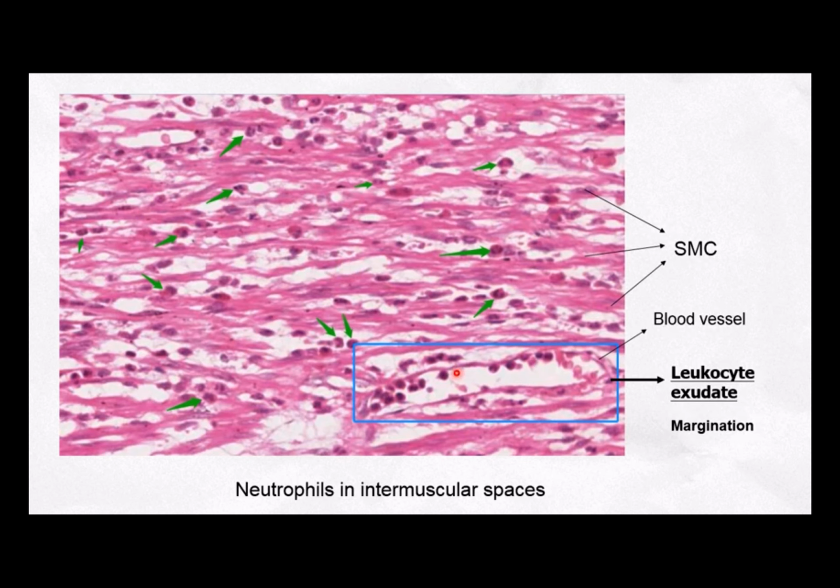And note here, it's a blood vessel. In the lumen of the vessel, we can find some red blood cells and many neutrophils. These neutrophils show margination, close to the endothelial cells.